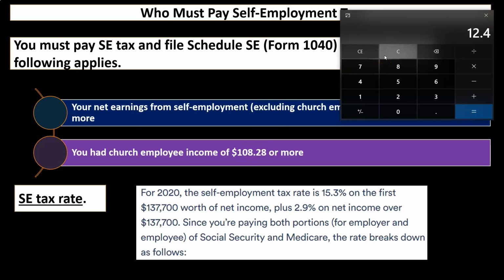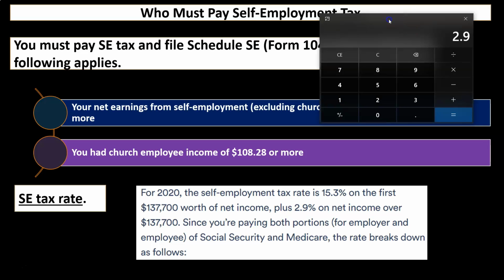Also note that the Medicare side does not go over the cap. So once you hit that $137,700 cap, the part that's Social Security, the 12.4, caps off. You no longer pay it for the amount over that $137,700. But the Medicare is more of like a welfare program. It's not like a benefit program, and therefore there is no cap on it. It's a smaller amount. That's going to be the 1.45 times 2. So the 2.9% you're going to keep on paying into even after you hit the cap.